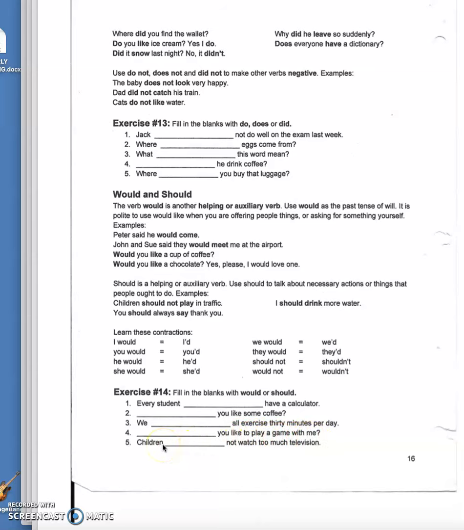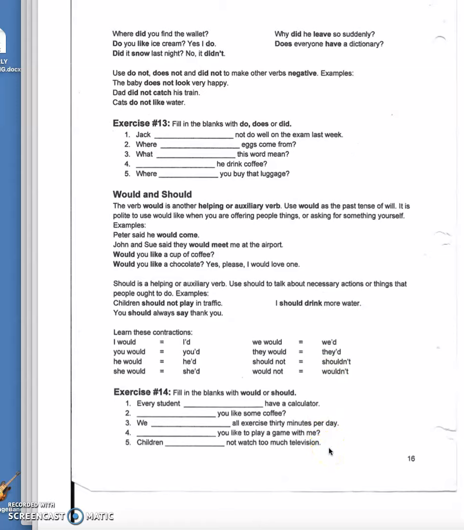And the last one. Children should not watch too much television. Now you could take the should and the not, combine them in a contraction, and we would get shouldn't. Children shouldn't watch too much television.